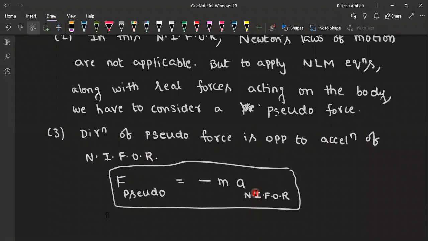So why is mass there in the formula? It's only opposite to acceleration, right? Force means mass into acceleration. The force is acting on a body, and that body's mass is m.